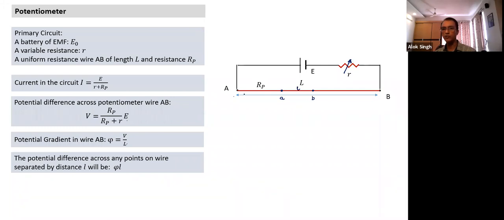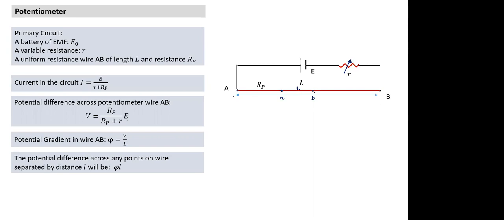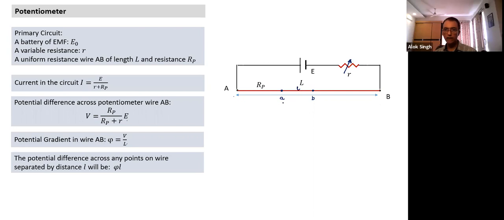The one which is nearer to the positive terminal. A is higher potential. As we go from A to B, potential is dropping. So A will have higher potential compared to B. And if the distance between them is L, the potential difference between them will be equal to phi, the potential gradient, into length.